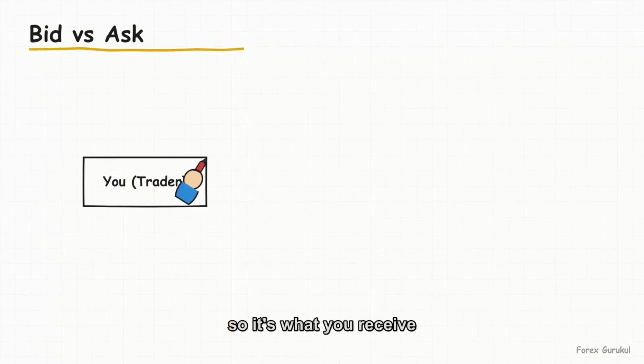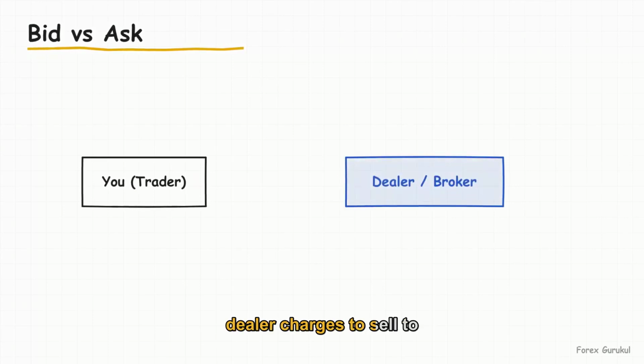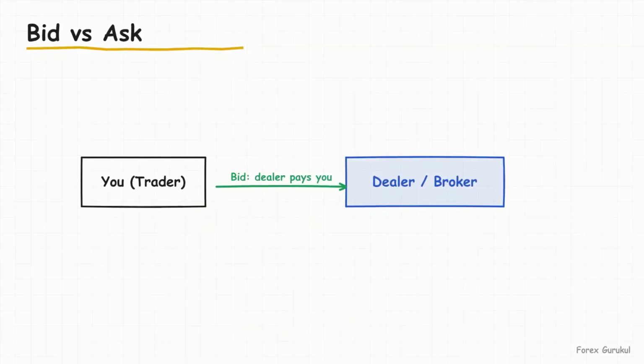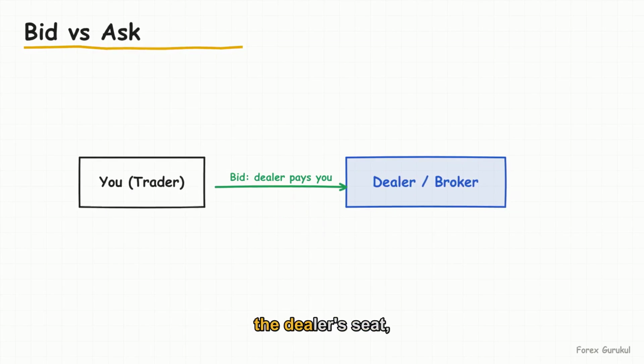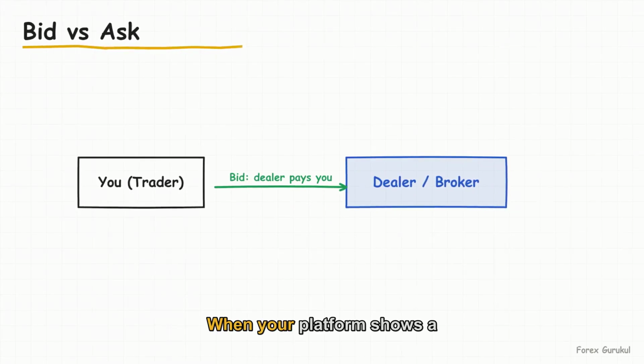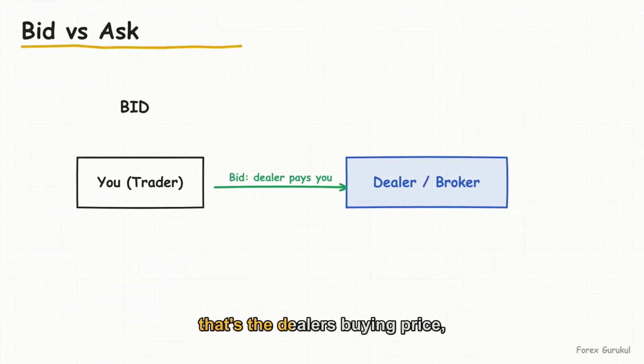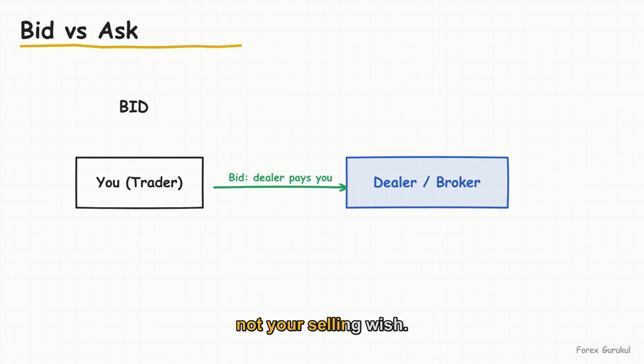Two words, two prices. The bid is what the dealer is willing to pay to buy from you, so it's what you receive if you're selling. The ask is what the dealer charges to sell to you, so it's what you pay if you're buying. Here's the part people miss. Those terms are written from the dealer's seat, not yours. When your platform shows a bid, that's the dealer's buying price, not your selling wish.